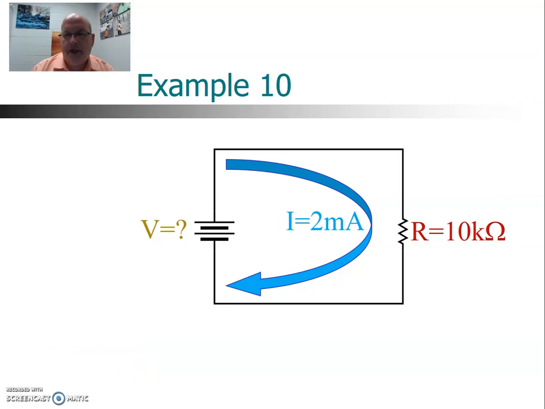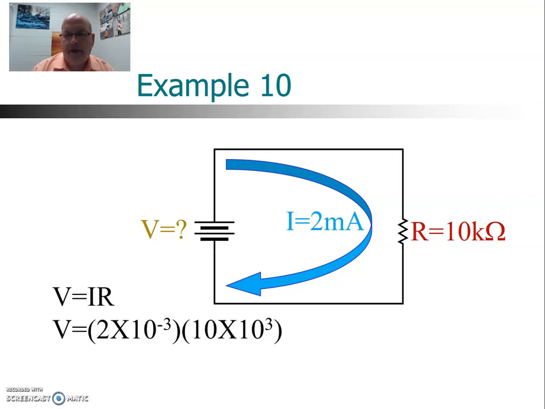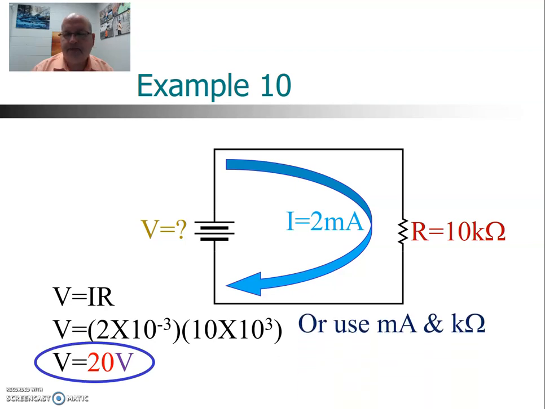Another one using our metric prefixes. So if you figure it out using the metric prefixes, the current is 2, and the milli means 10 to the minus 3. Resistance is 10. The kilo, the K, means 10 to the third. If you do that arithmetic, you still get 20 volts. So that proves what we saw a moment ago. A moment ago we were just using the milliamps and the kilo ohms. So we would have done 2 times 10 and gotten 20, the same answer.